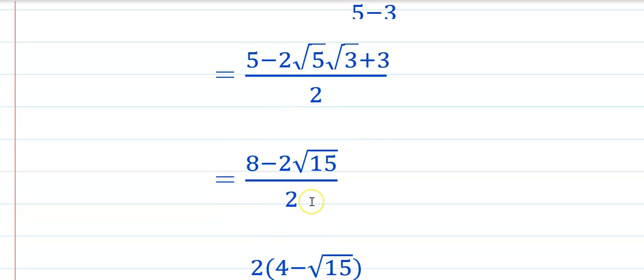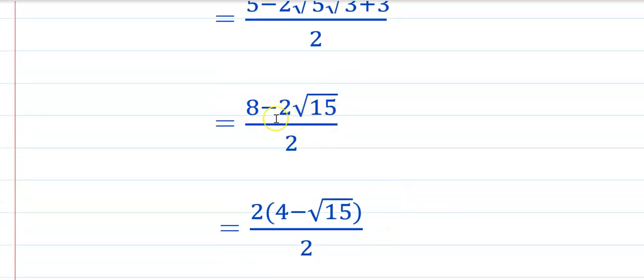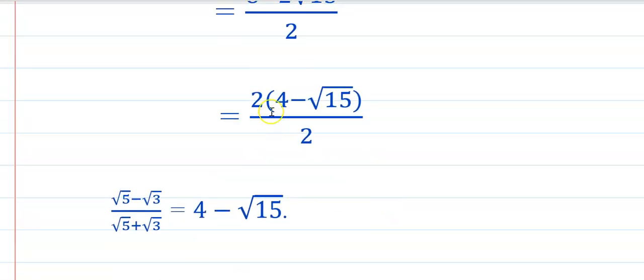Now the denominator is rationalized. Again, can we do cancellation here? We can take 2 as common from the numerator. Then you will get 2 in bracket 4 minus root of 15 upon 2. These 2 get cancelled and finally you will get 4 minus root of 15. And in this way the denominator is rationalized.